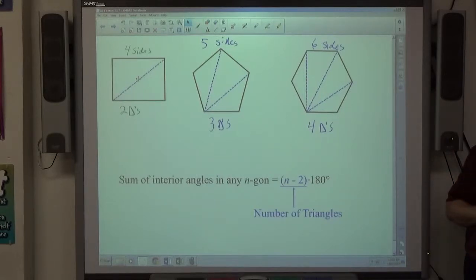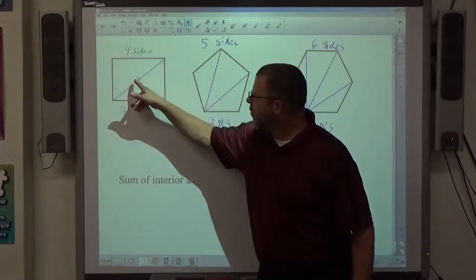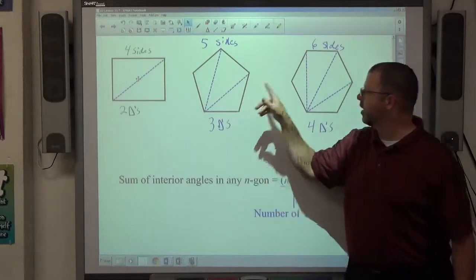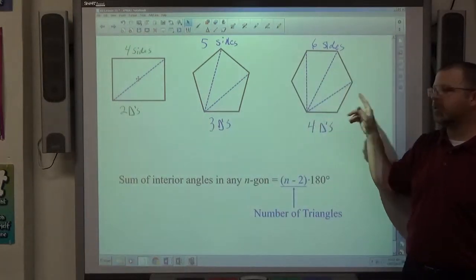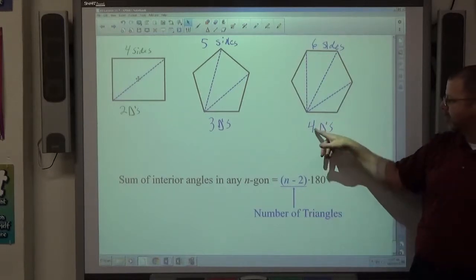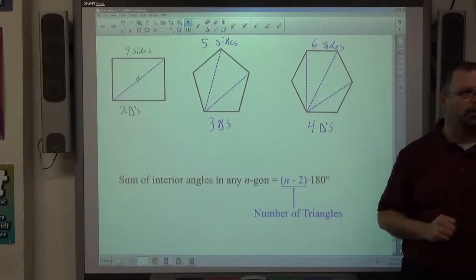How many degrees in a triangle? 180. So 180 plus 180 is 360. 180 plus 180 plus 180 is 540. 180 plus 180 plus 180 plus 180 is 720. Easier than adding 180 a bunch of times. Number of triangles times 180 is how many degrees within a figure.